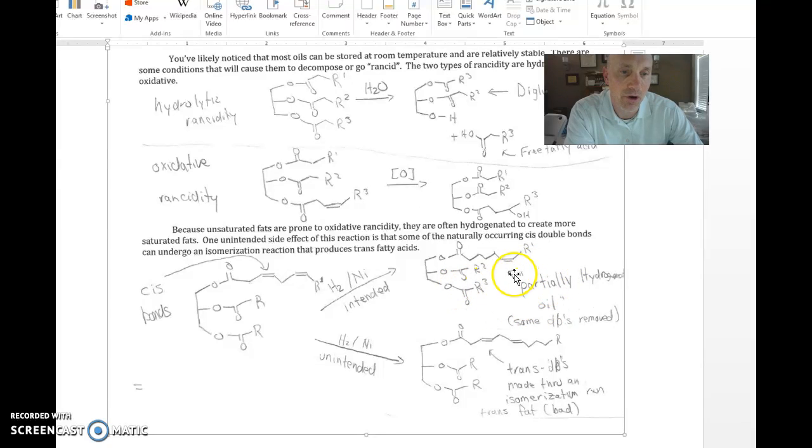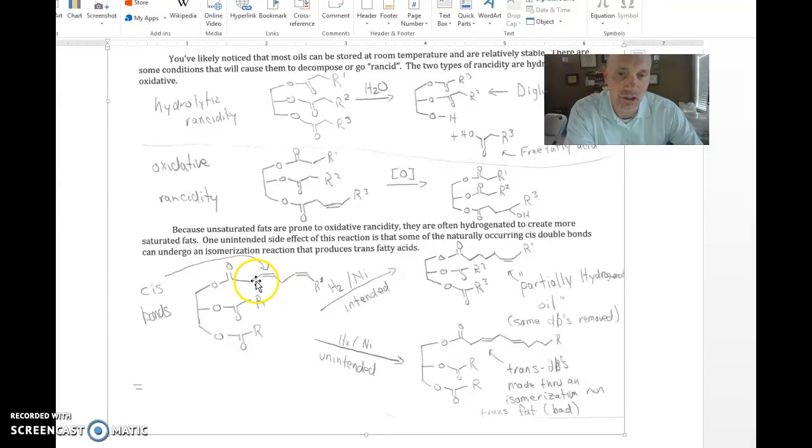The reason they call it partially is that if you don't do it that long, you're going to end up getting rid of some of the double bonds, but not all of them. If all of the double bonds were hydrogenated, you would say that it's fully hydrogenated oil. There's one issue with this, and that is, as part of this reaction, sometimes you get an unintended reaction.